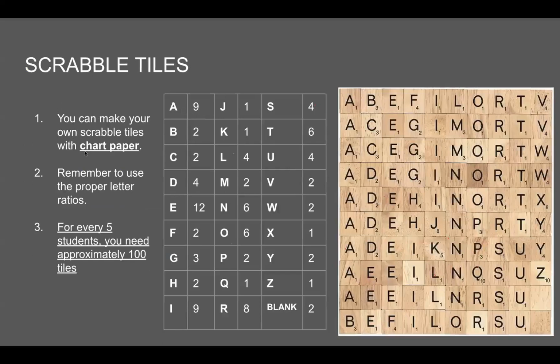So I would say that you can make your own with chart paper and that you need to have the proper letter ratios because some letters we have more, like E. We have 12 E's for every 100. And then for Z, we have 1 out of 100 for Z. So I would say for every 5 students, you need about 100 tiles, and you can make them out of chart paper. It's actually a very fun activity to do in class. The students will enjoy using their geometry boxes to measure out all the different tiles. And then we can play the game.